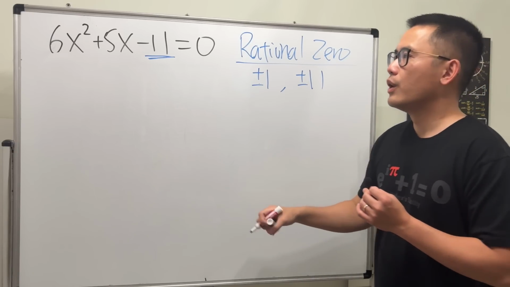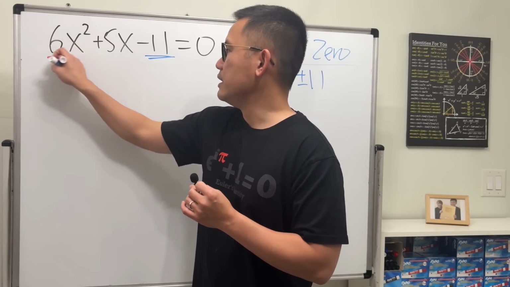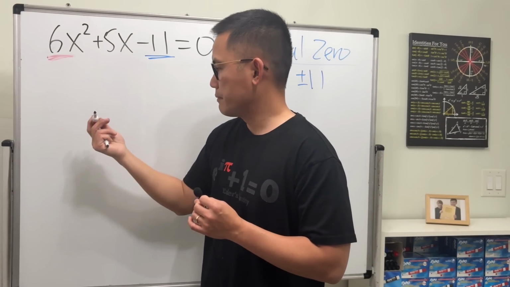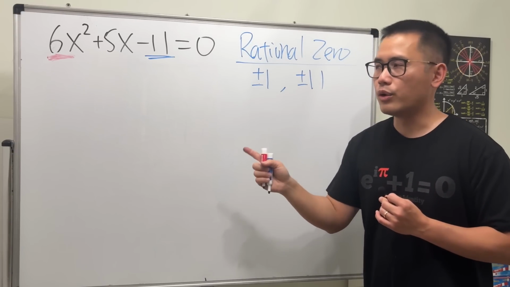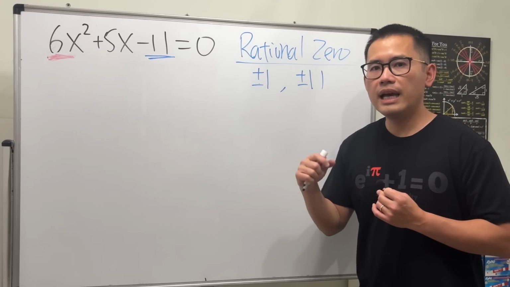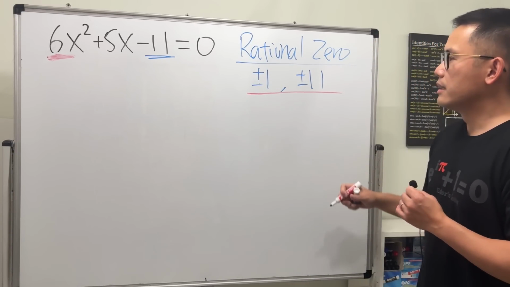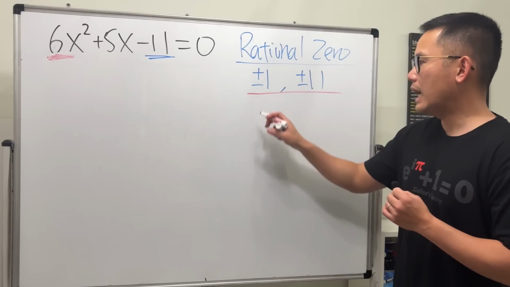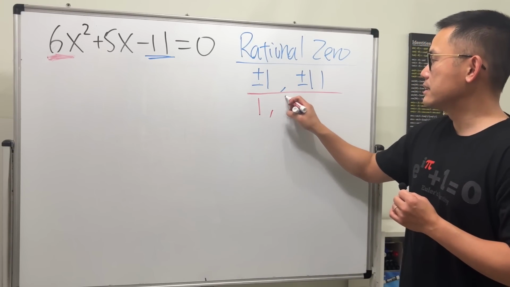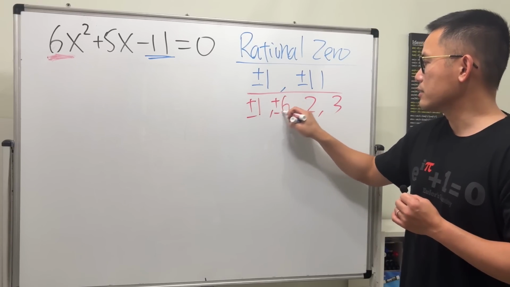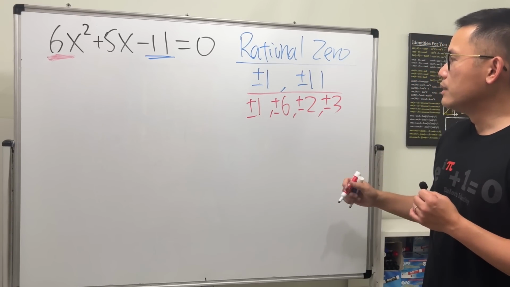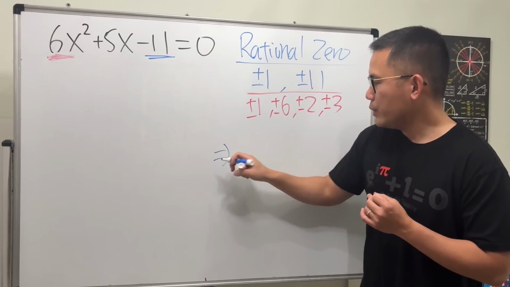But not yet. We will also have to consider the leading coefficient, which is a 6 over there, and divide the factors of 6, which we have 1 times 6, and then 2 times 3, and then of course the plus or minus of them. So what are we really checking though?